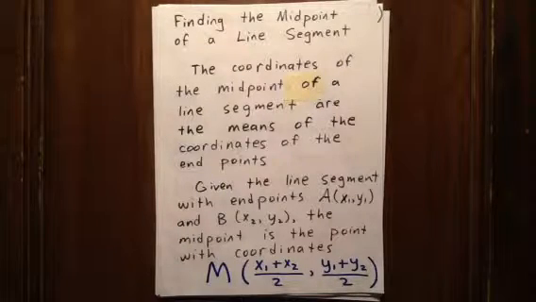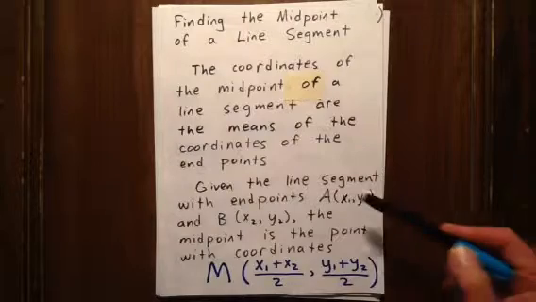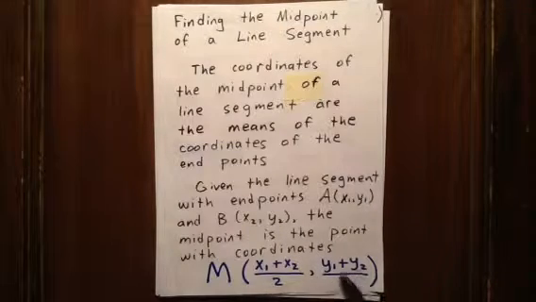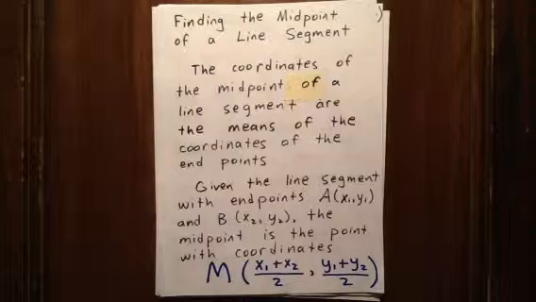In this lesson, we're going to discuss finding the midpoint of a line segment. The coordinates of the midpoint of a line segment are the means of the coordinates of the endpoints. So if we're given a line segment with endpoints A and B, and we want to know the midpoint, we can simply add the x coordinates and divide by 2, and then add the y coordinates and divide by 2. So we have a good formula for the midpoint of a line segment.